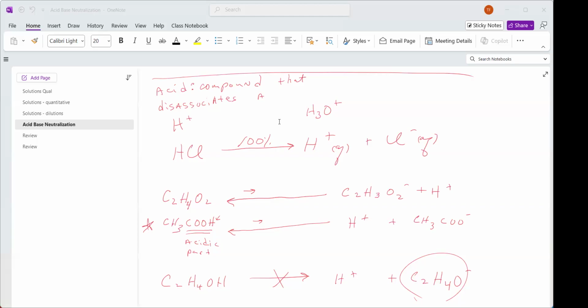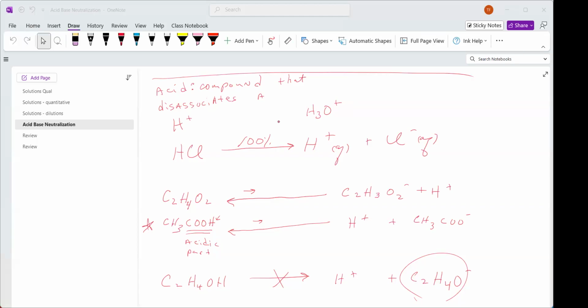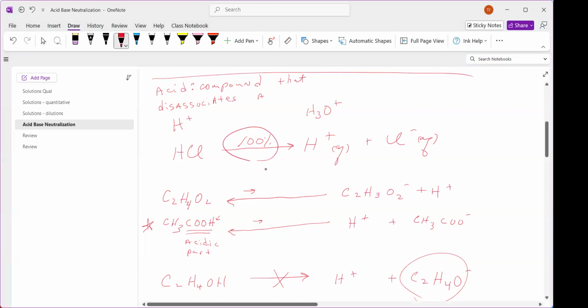Okay, and there are two kinds of acids, strong and weak. Most acids are weak, millions of acids in the world, particularly on the biochemistry side. Lots and lots of biochemical weak acids. Now what's the difference between a strong and a weak acid? The big difference is that strong acids disassociate the H plus 100% of the time.